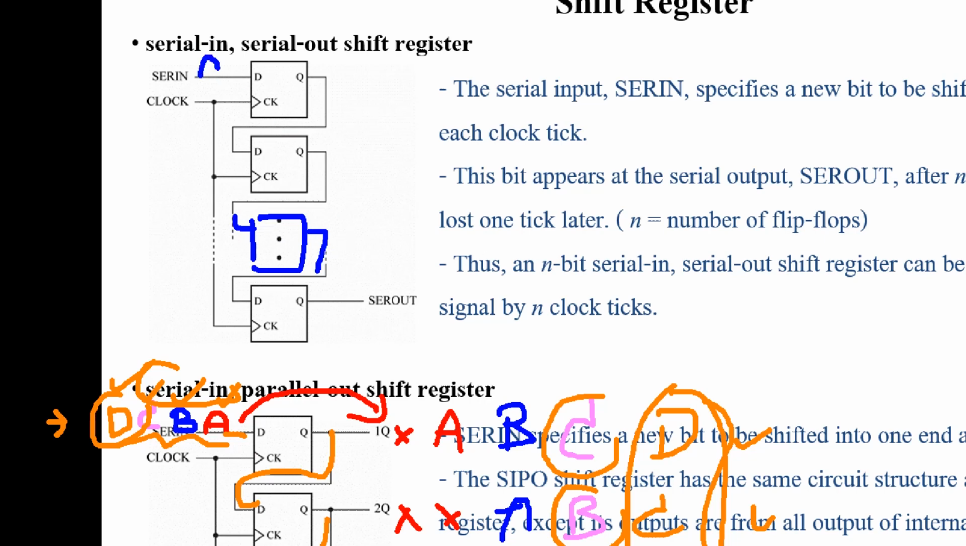And for this one, serial in, serial out, if you connect, for example, 4 flip-flops, when you apply input A here, you must wait 1, 2, 3, 4 clock ticks before this input goes to the output. So you can use this serial in, serial out shift register as a delay circuit to delay the output by some clock ticks. For example, if you use 4 flip-flops, you delay by 4 clock ticks before this data goes to the output.